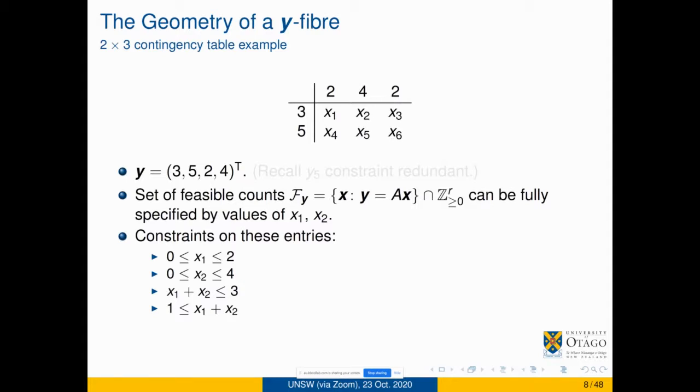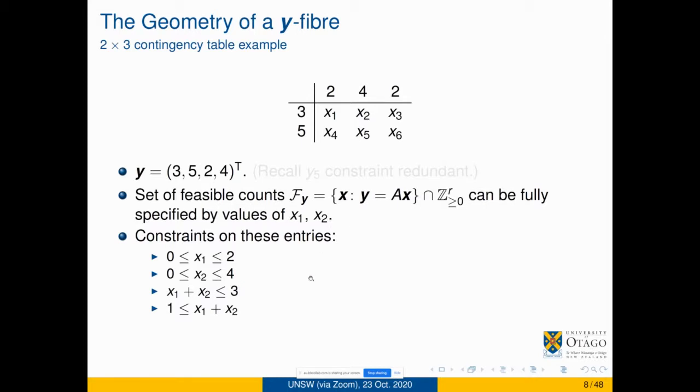Now, since I've got 4 constraints, 4 entries in y, these are linearly independent, and 6 entries, it follows that I have 2 degrees of freedom here, and so the set of feasible counts can be specified just by the values of, say, x1 and x2. That's pretty clear. Once I know x1 and x2, the value of x3 is automatically determined by the row constraint, and then the values of x4, x5, x6 are immediately determined by the column constraints. So the entire y fibre here can be specified just in terms of x1 and x2.